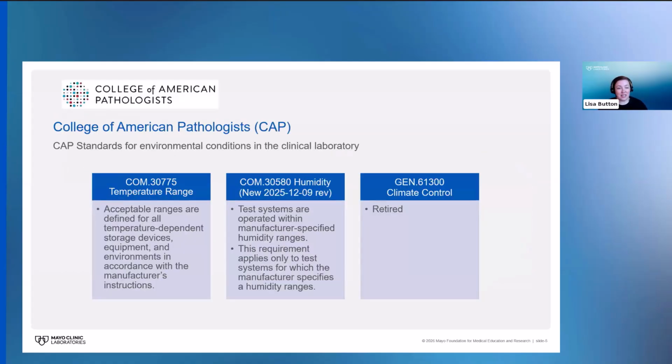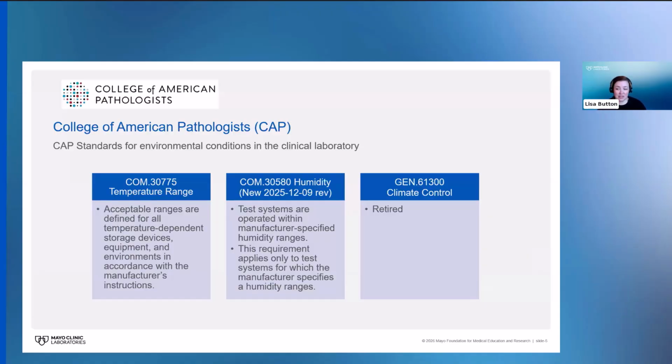All right, we're going to set the stage with what does CAP say about environmental conditions in the clinical laboratory? We have the all common checklist item 30775 specific to temperature. CAP says that acceptable ranges are defined for all temperature-dependent storage devices, equipment, and environments in accordance with the manufacturer's instructions.